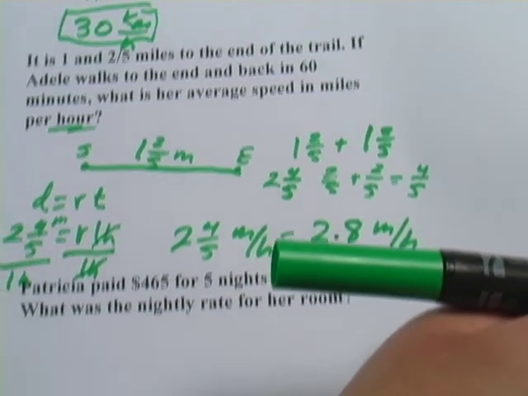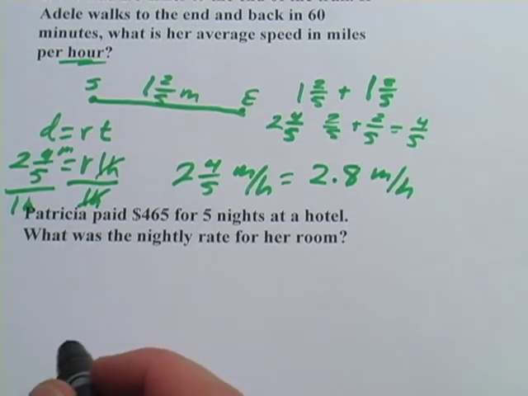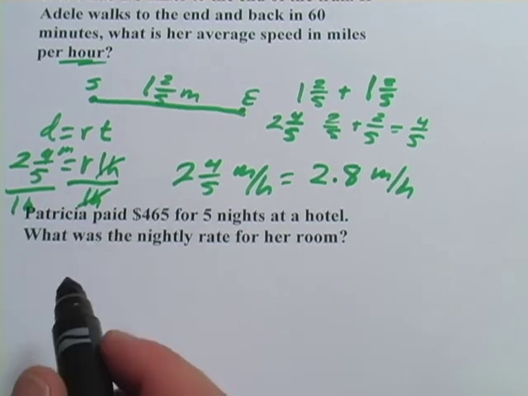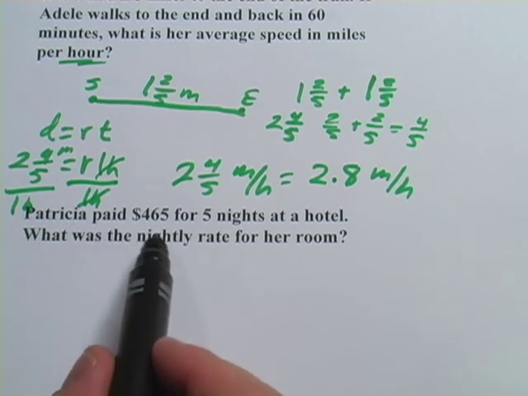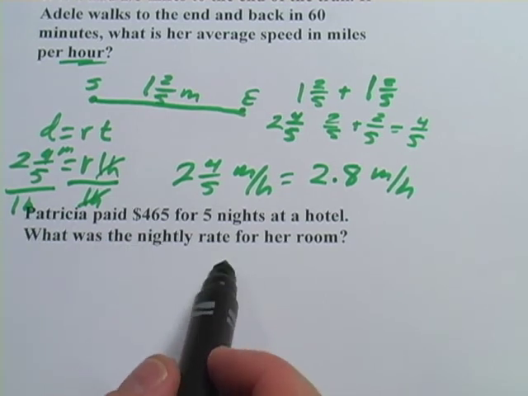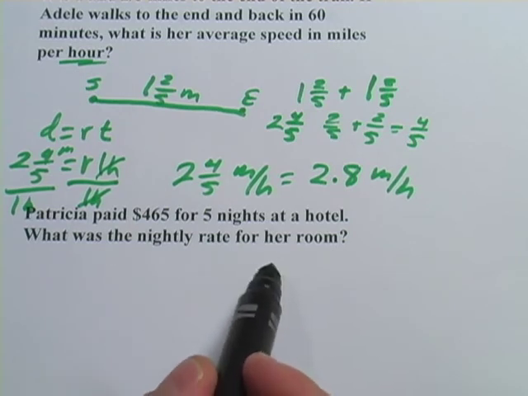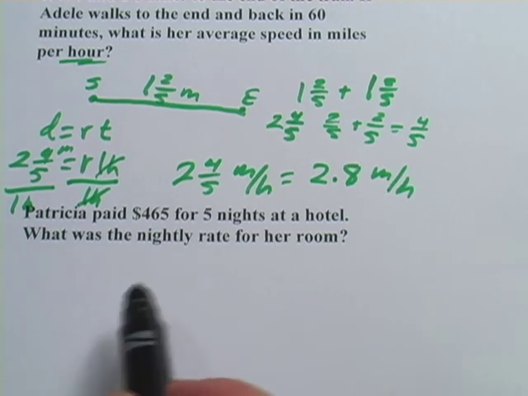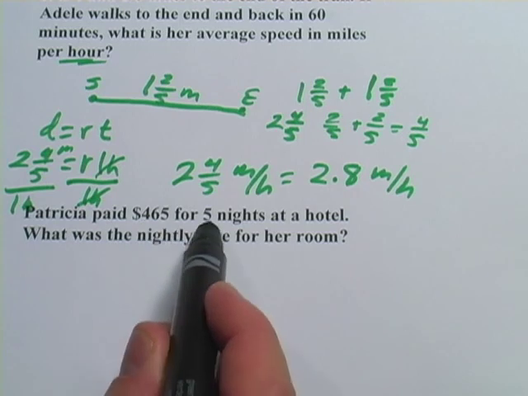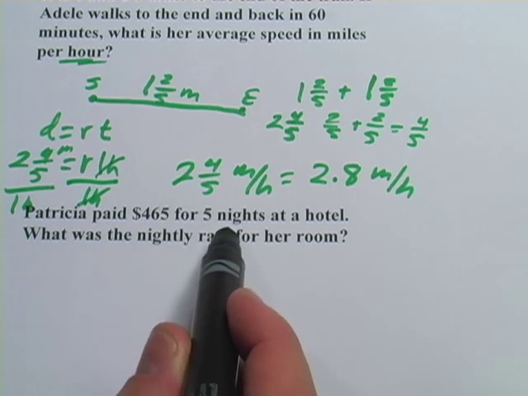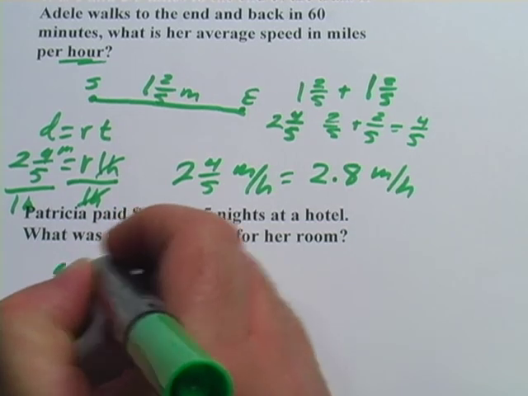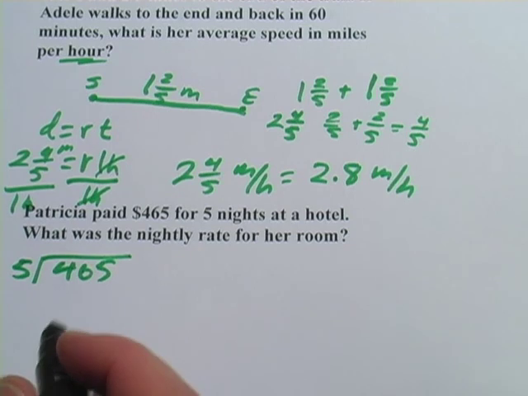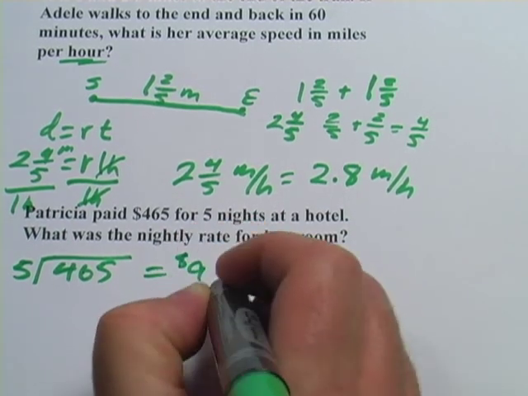All right, let's do one more. And this is technically also a rate problem, but it's not the same kind of rate that we're using in the other problems. So we won't use that DIRT formula. This one says Patricia paid $465 for 5 nights at a hotel. What was the nightly rate for her room? And in this case, it's sort of more like finding a unit cost. We just want to find out what 1 night costs. So we take her total cost for 5 nights and just divide it by the number of nights, divided by 5. So that's 465 divided by 5, and that is, looks like $93 per night.